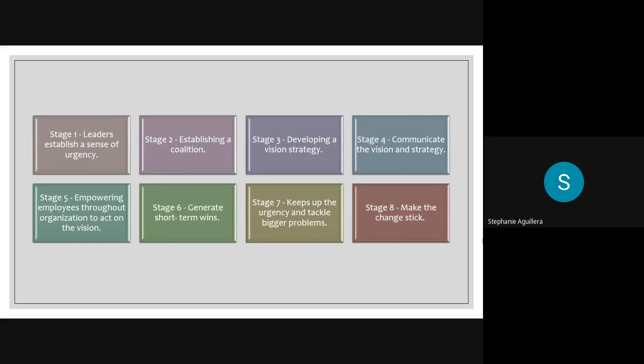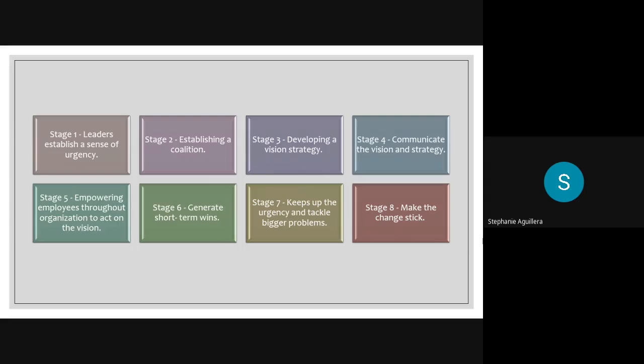Stage 4. Communicate the vision and strategy. Leaders must communicate about the change at least 10 times more than they think necessary. Transformation is impossible unless a majority of the people in the organization are involved and willing to help make that sacrifice.